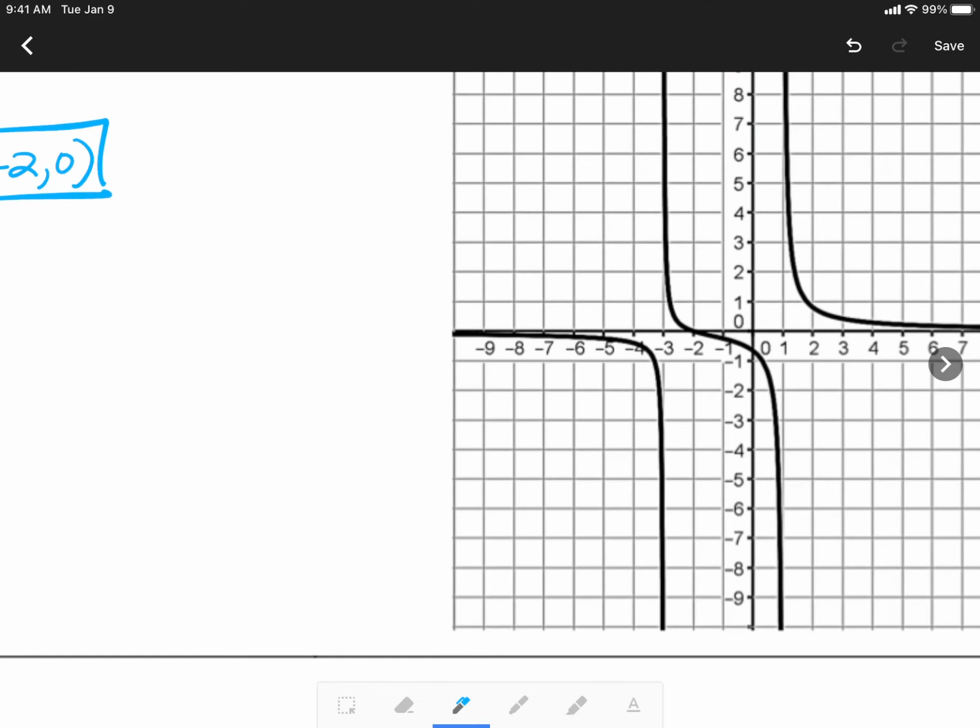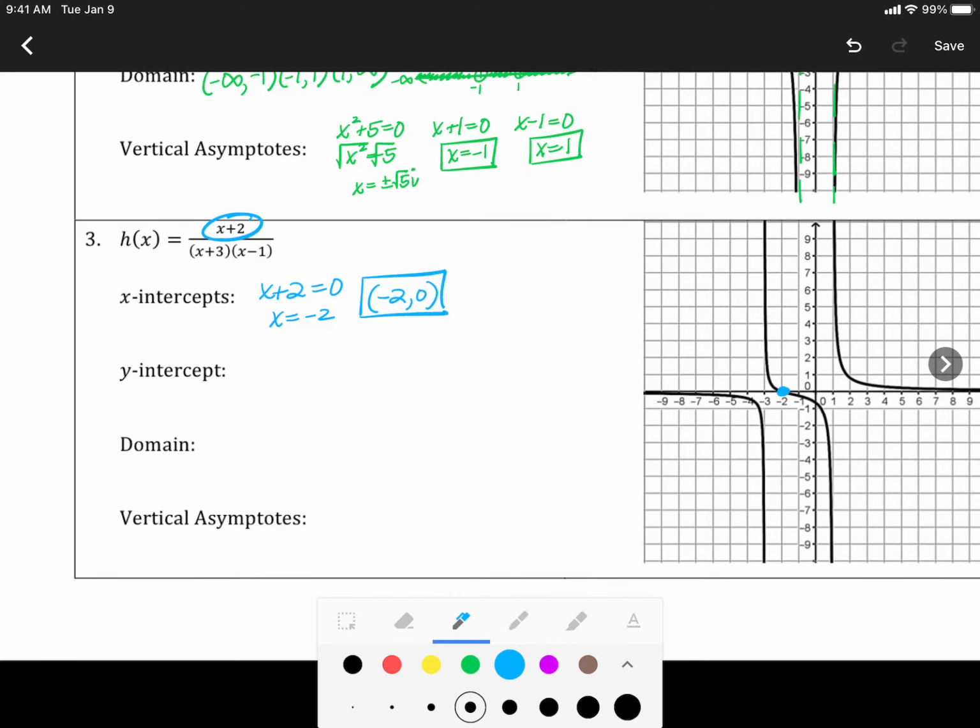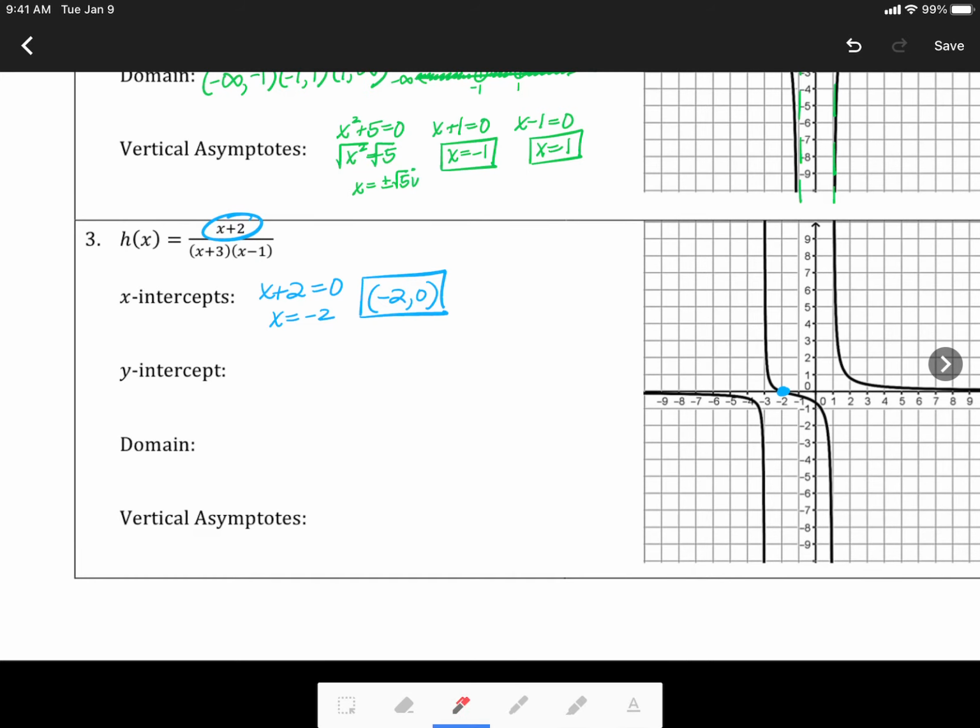Let's check it. Perfect. We do see that x-intercept. Okay, y-intercept. Right now, say it out loud to yourself. Pause the video. Once you know how to find the y-intercept, press play and make sure you got it right.